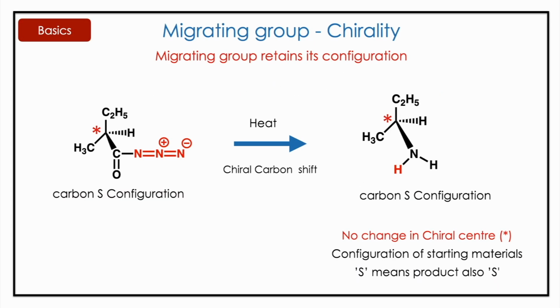Then the next basic, migrating group chirality. If the migrating group is a chiral group, the configuration is retained. If you start with S configuration, the product also ends with S configuration. So there is no change in the chiral center, no change in the chiral carbon. This is one kind of proof for the concerted mechanism. If you start from S, you end up with S. That is called retention of configuration.